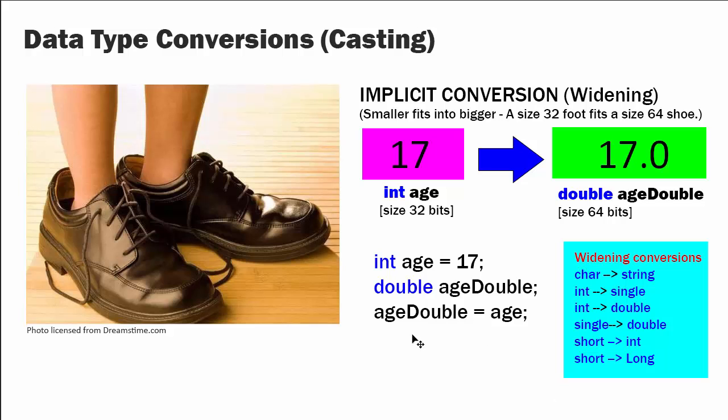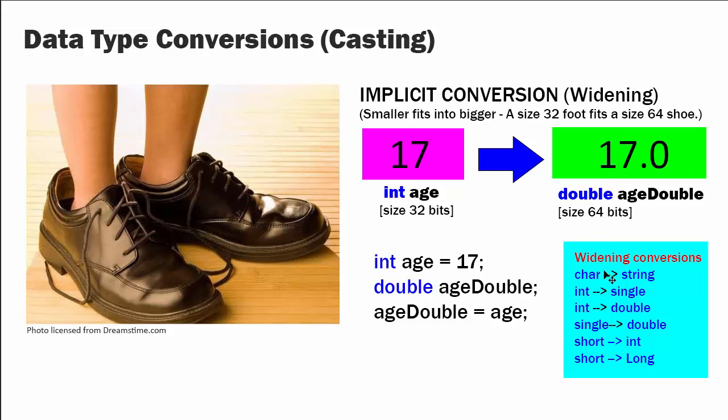The example here is a couple lines of code. I create a variable called age, which is an integer. I store 17. And then I create a variable called ageDouble, which is of type double. And I can actually assign the value of age, which is an integer, to the double variable without any problem. And so the double value would actually become 17.0 as shown up here.